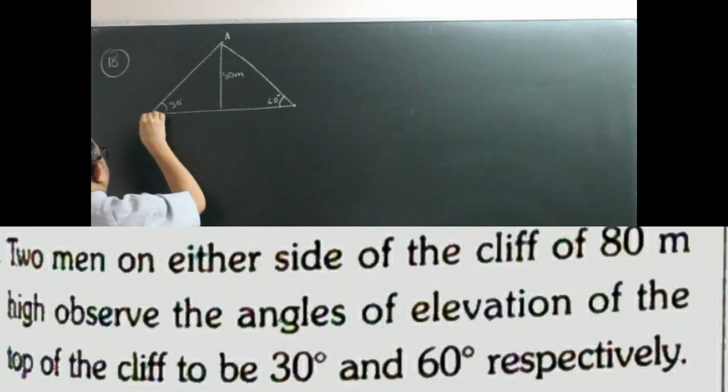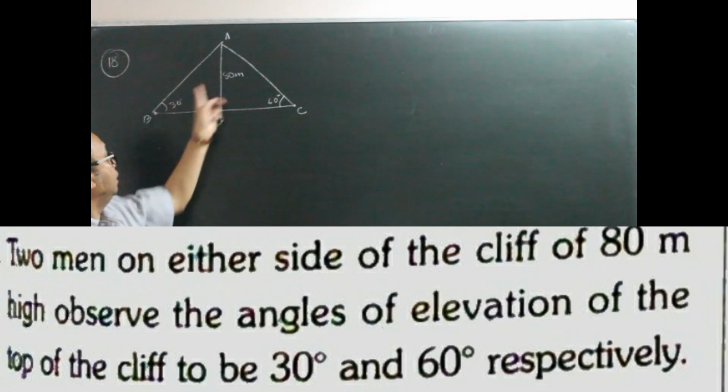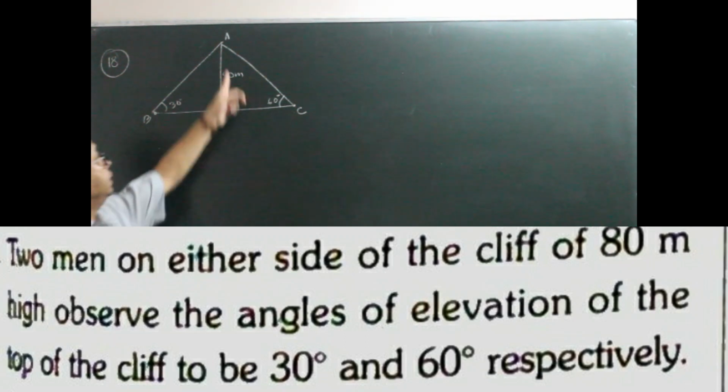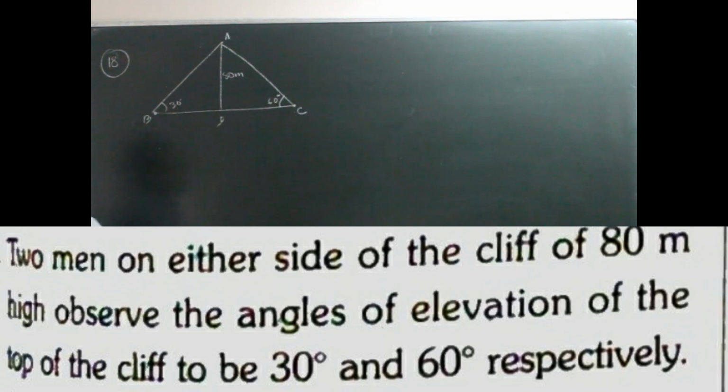Yeah, this question is easy, simple. So you have to find the distance between the men. Where are our men? Here, B and C. So what we'll do now then? First, taking this triangle, I'll find BD. Then, taking the second triangle, I'll find DC. Okay, let's first take this first triangle. In triangle ABD, in this triangle, I'm looking for this BD.